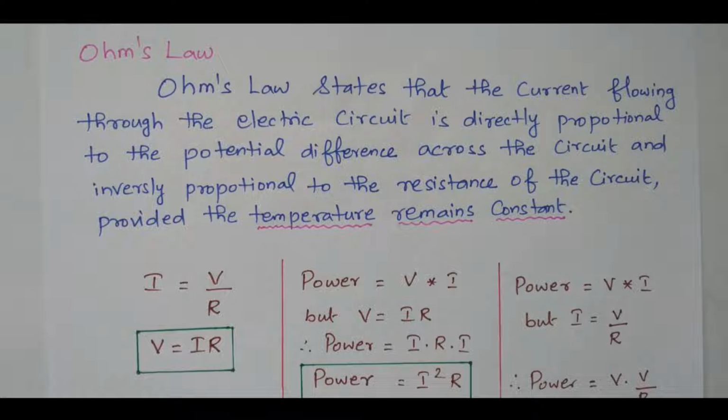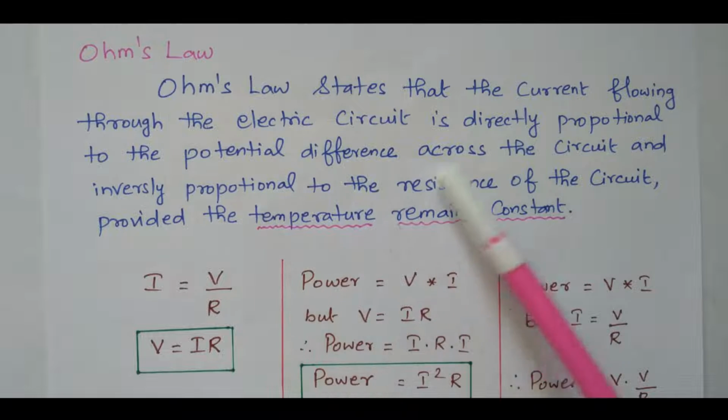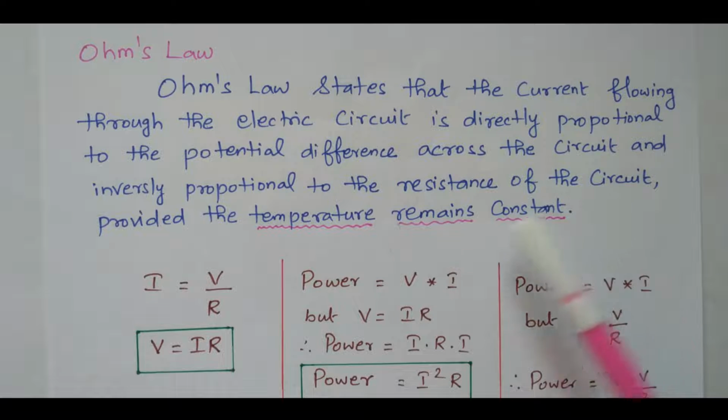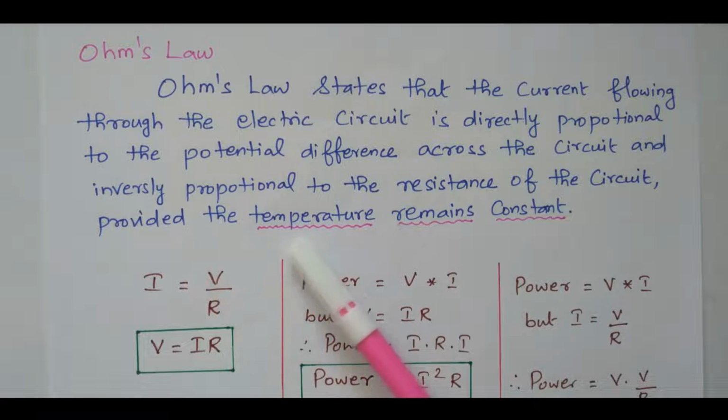Welcome viewers. In this video, we'll see Ohm's law, definition, limitations and problems. First we'll see Ohm's law. Ohm's law states that current flowing through the electric circuit is proportional to the potential difference across the circuit and inversely proportional to the resistance of the circuit, provided temperature remains constant.